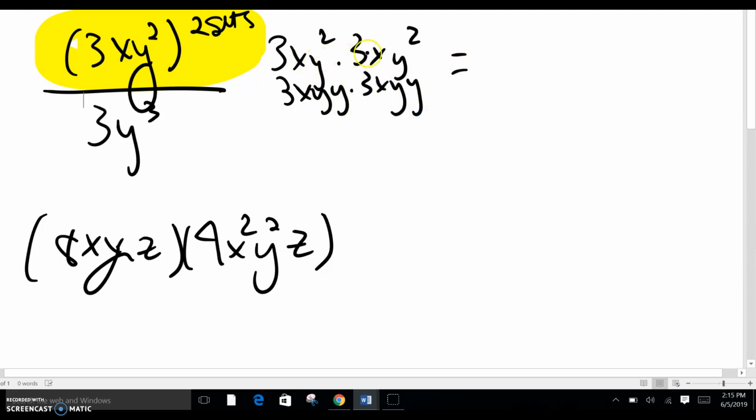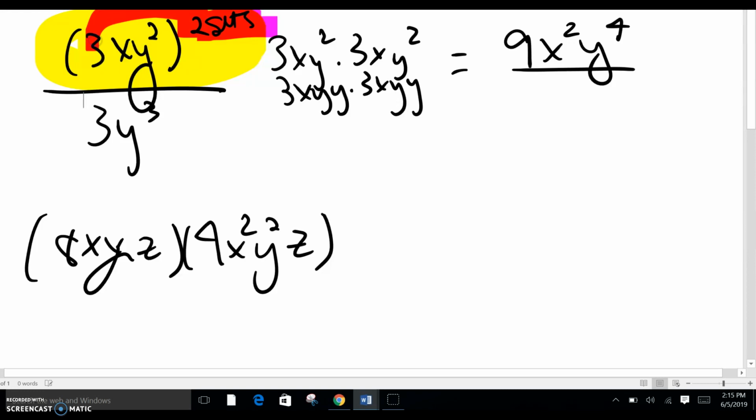So 3 times 3 is 9. I have 2 x's, x squared, and I'm multiplying y times itself 4 times. Now again, some people can look at this and be like, well, I'm going to have 2 sets of that, or 3 squared is my 9, and I'm going to have 2 sets of that, which is going to be x squared, and 2 sets of that, which is going to be 4. So, kind of up to you.